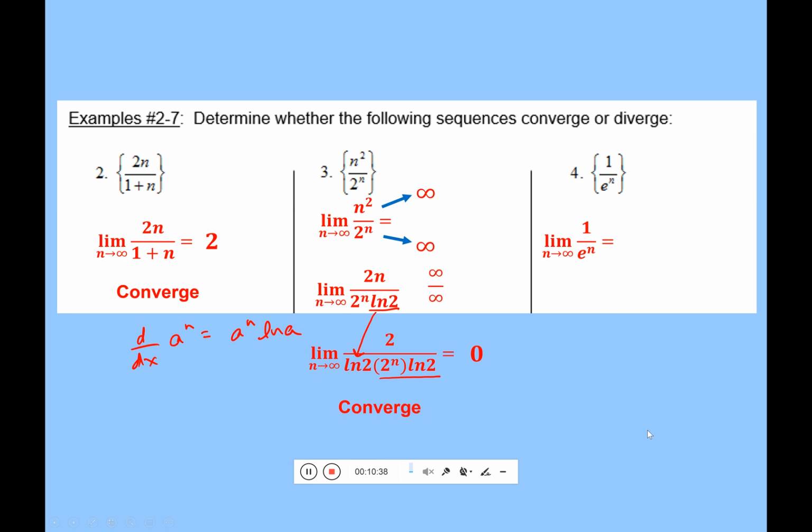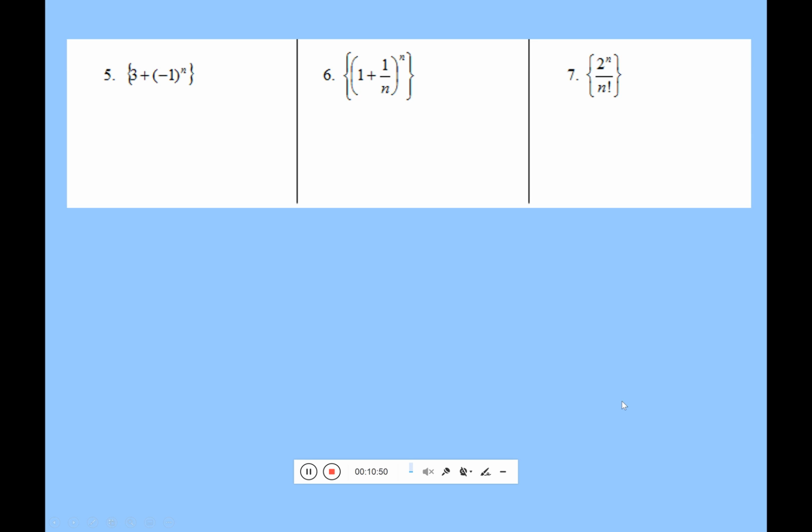So on number 4, if we go ahead and substitute, won't we just get 1 over infinity, which is 0? Okay, so that one converges. So does that mean they're always just going to converge? Oh, you know better than that. So look at the next one.